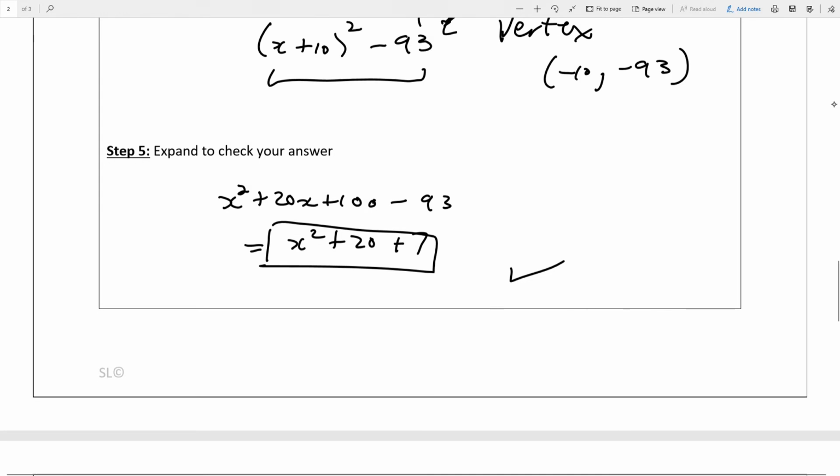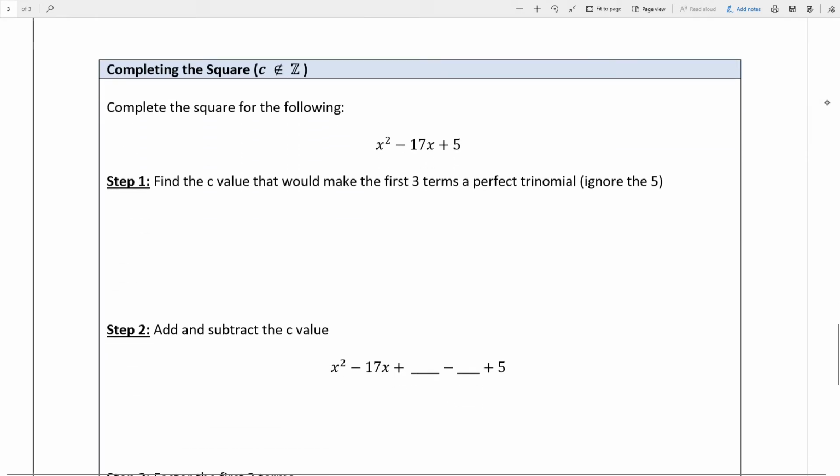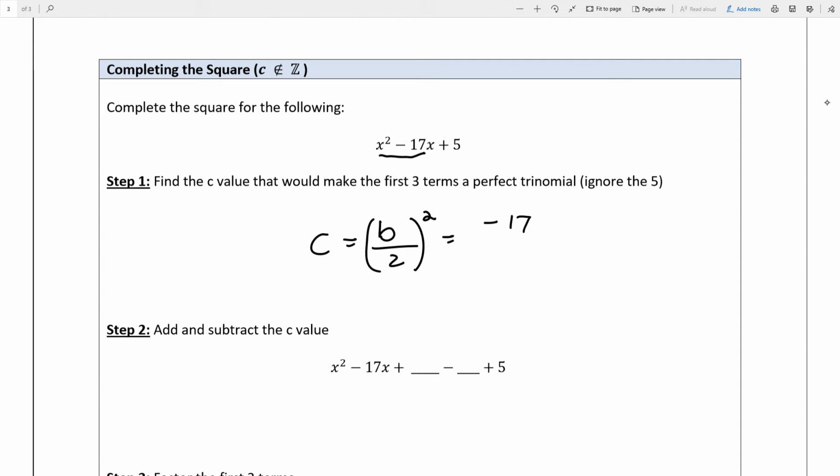Okay, let's do another question. In this question, things aren't going to be as simple as the last one because the c value will be different. So what c value would give you a perfect trinomial if you use the first two here, x squared minus 17x? We use the same formula. Take b divided by 2 and we square it. So b in this case would be negative 17. Divide that by 2, square it.